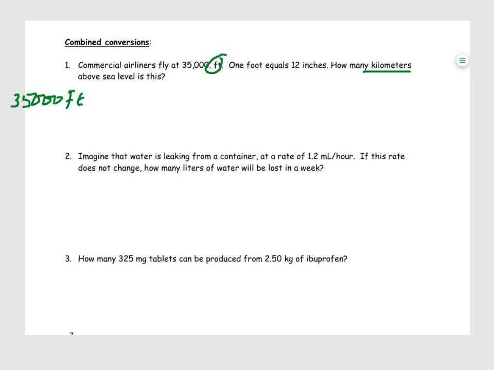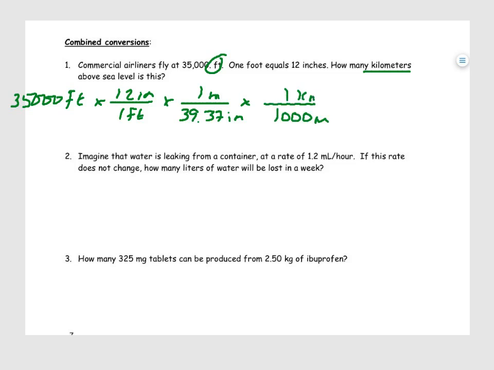I'm going to change that into inches. So I'm going to use the fact that there's 1 foot in the bottom, has 12 inches. Then I'm going to change inches into meters. On my formula sheet, there's a conversion that says 39.37 inches is the equivalent to 1 meter. Then I can change 1 meter into a kilometer by saying there's 1,000 meters in every 1 kilometer.